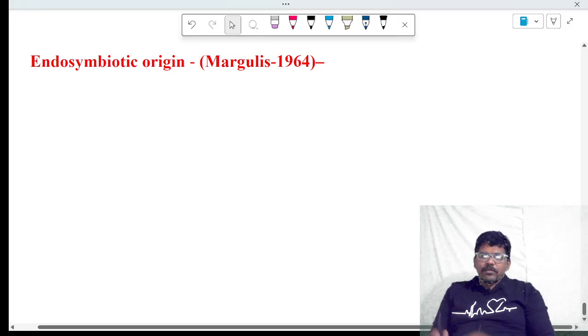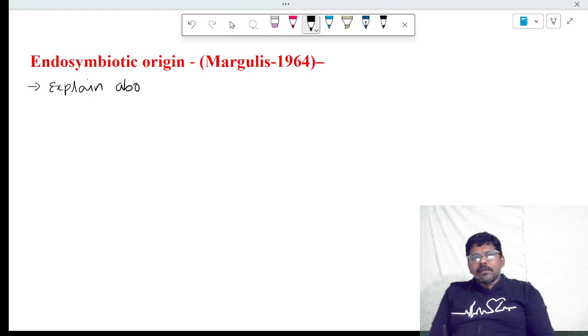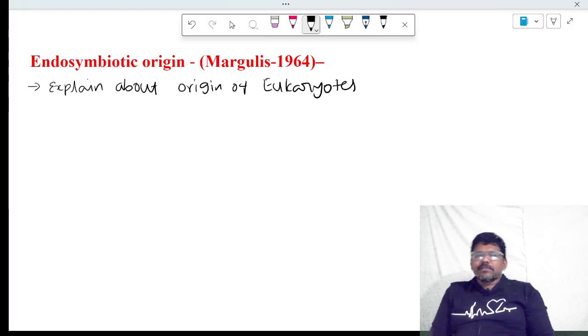Now we'll discuss endosymbiotic theory. Endosymbiotic theory explains the origin of eukaryotes. Origin of eukaryotes means it will explain how the eukaryotes are formed from prokaryotes.